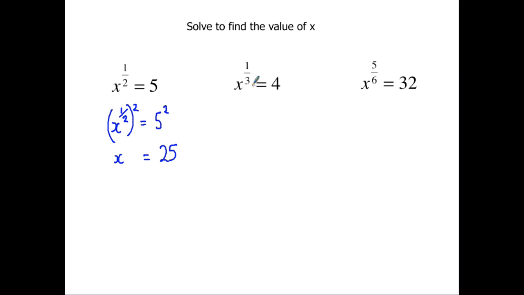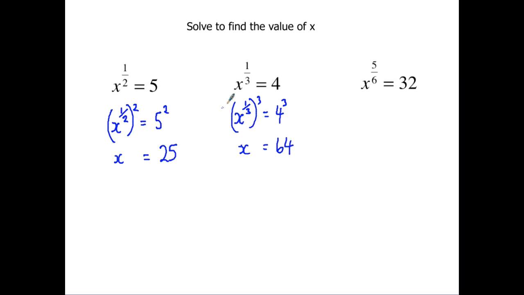Again, here we've got x to the power of a third, which is the cube root of x, is 4. So all we're going to do is raise both sides to the power of 3, because that will get us back to the x value that we need. So also raise this side to the power of 3, and we get 4 cubed is 64. And 64 to the power of a third is just the cube root of 64, which is 4.